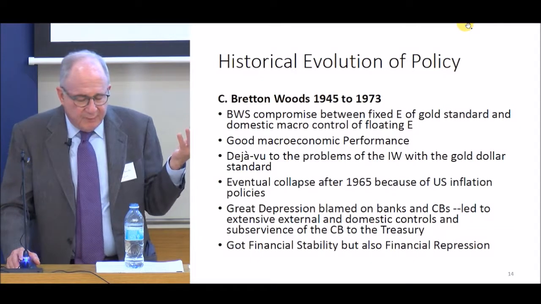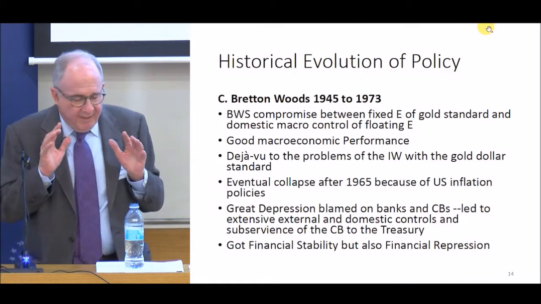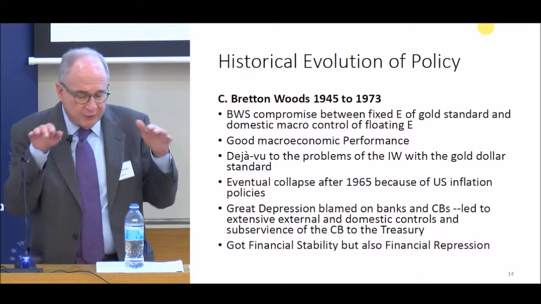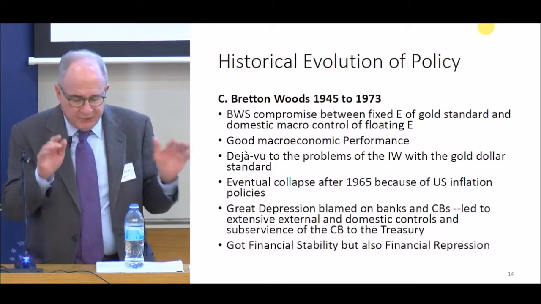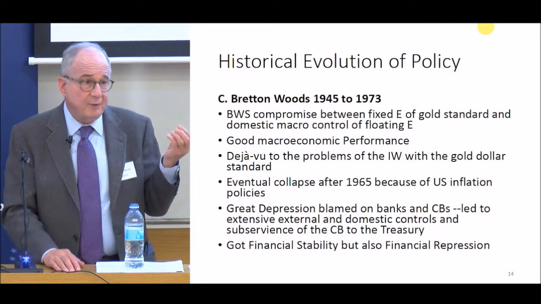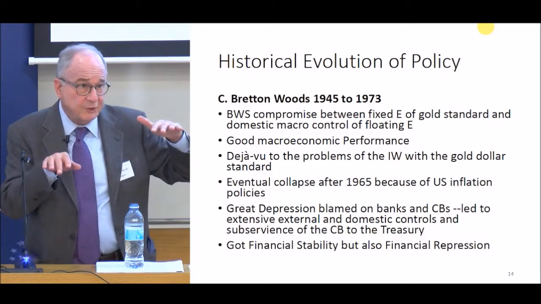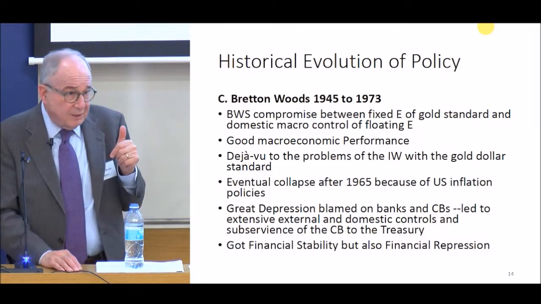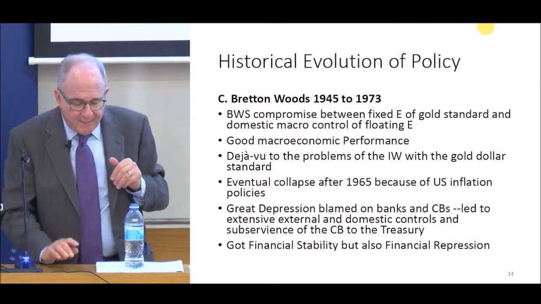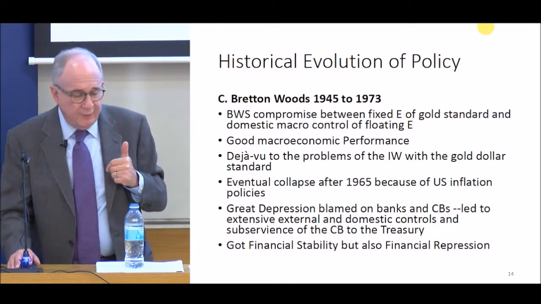Now, looking at financial stability, what happened was the Great Depression was blamed on the banks and the central banks. And that led to the creation of exchange rate controls, capital controls, these I mean by external controls, and significant domestic controls on the banking systems of each country. And also what happened is that central banks were blamed for the Great Depression, and so the treasuries began to dominate. You had something called fiscal dominance. So what you did get was financial stability because banks couldn't take risks. So you got financial stability coming out of the Bretton Woods period, but you also got financial repression.